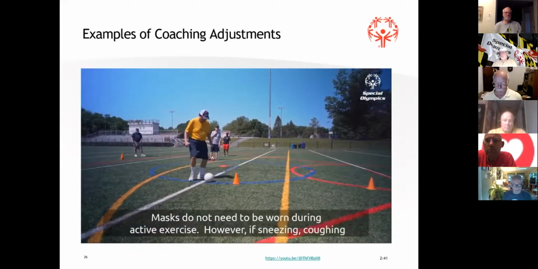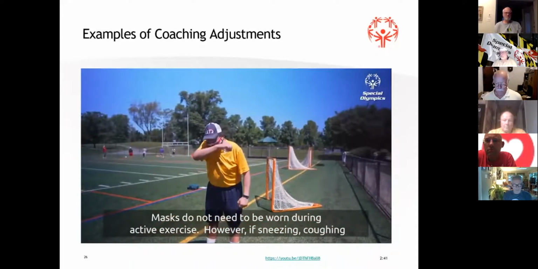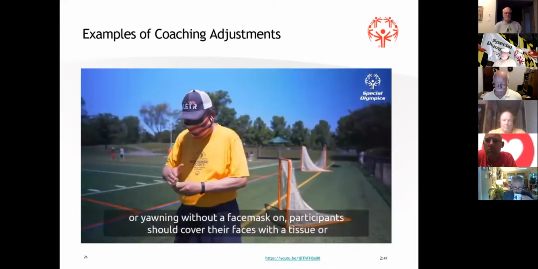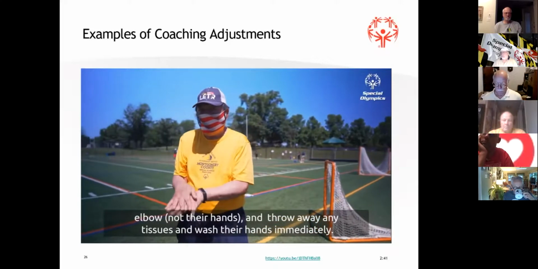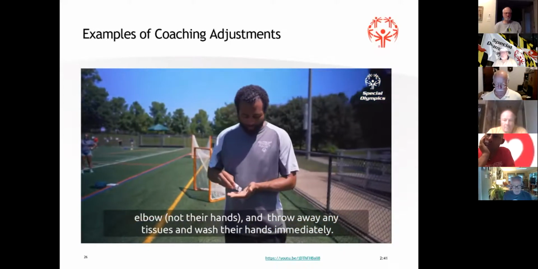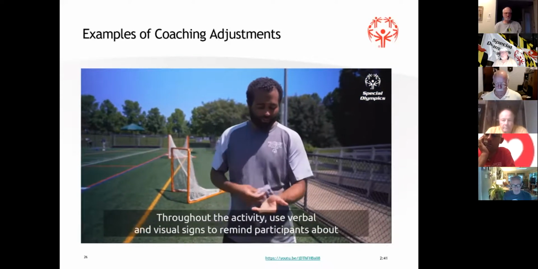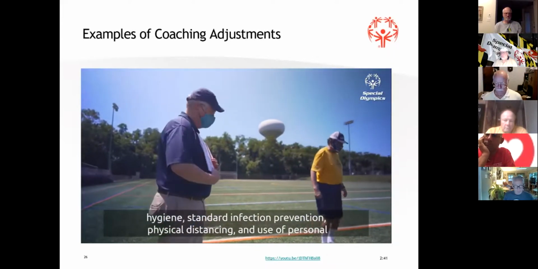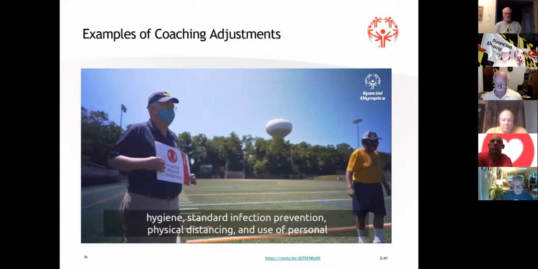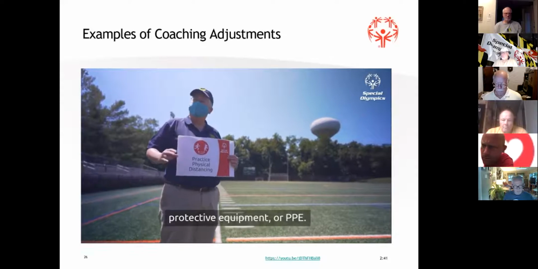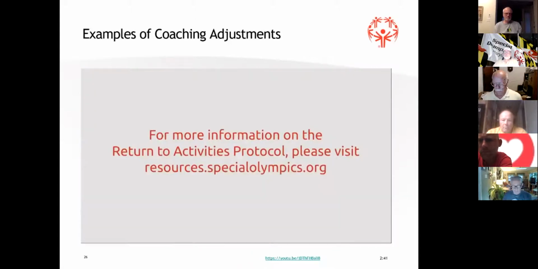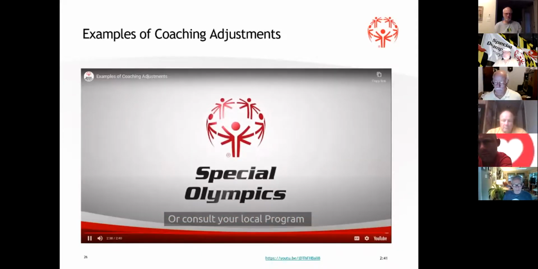Masks do not need to be worn during active exercise. However, if sneezing, coughing, or yawning without a face mask on, participants should cover their faces with a tissue or elbow, not their hands, and throw away any tissues and wash their hands immediately. Throughout the activity, use verbal and visual signs to remind participants about hygiene, standard infection prevention, physical distancing, and use of personal protective equipment, or PPE. For more information on Special Olympics Return to Activity protocol and safety guidelines, visit resources.specialolympics.org or consult your local program.